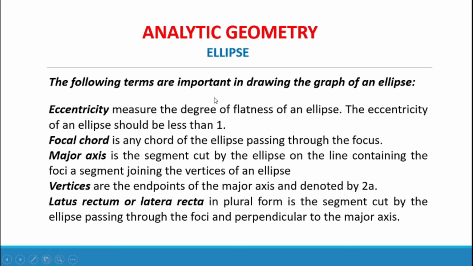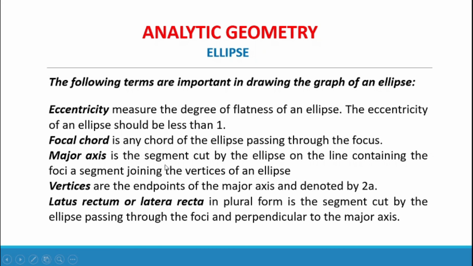And the following terms are important in drawing the graph of an ellipse. We have eccentricity, which measures the degree of flatness of an ellipse. The eccentricity of an ellipse should be less than 1. Focal chord is any chord of the ellipse passing through the focus.